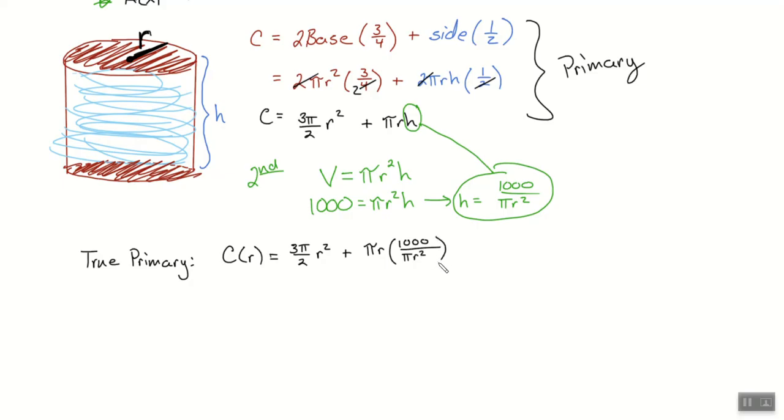Just a quick substitution, and now we only have things with r, which is a good thing for us to have if we're going to take the derivative, which is exactly what we're about to do. Anything nice that divides out first? The pi r, and the pi r leaves just a single r down here. So we'll go one step further, and just to write it nicely, c of r is 3 pi halves r squared plus 1,000 over r.